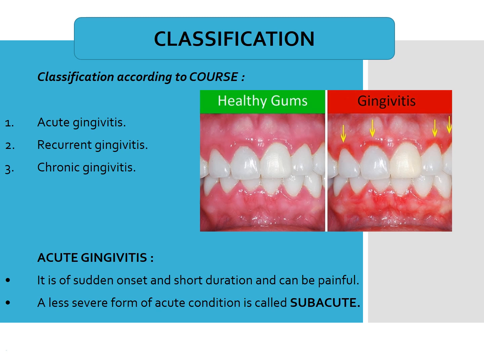Coming to the classification, gingivitis can be classified according to the cause of disease or according to the distribution. First, according to the cause of disease, it can be acute, recurrent, or chronic gingivitis. Acute gingivitis has a sudden onset and short duration. It can be painful. A less severe form of the acute condition is called subacute.